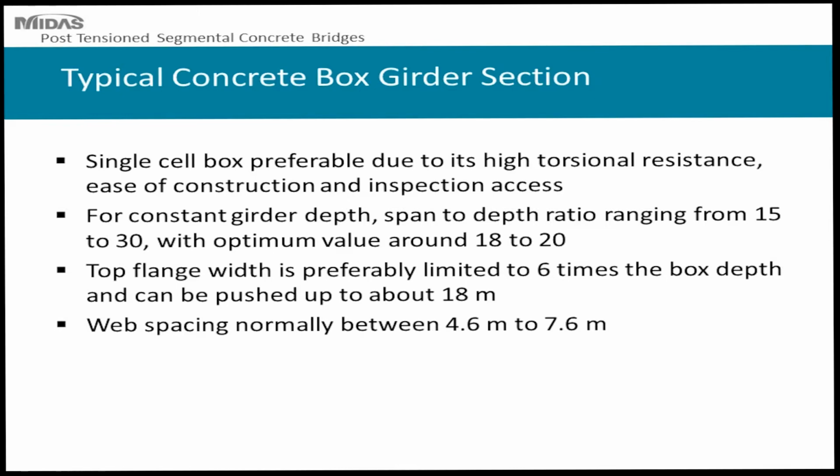The top flange width is usually limited to 6 times the box girder depth, and it can be pushed all the way up to 18 meters. However, if your width to depth ratio exceeds 6, a more rigorous analysis is required and may require longitudinal edge beams at the tip of the cantilever to distribute loads acting on the cantilevers, and a shear lag analysis may also be warranted.